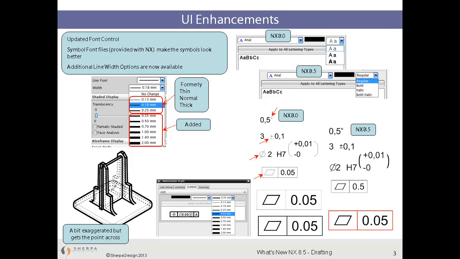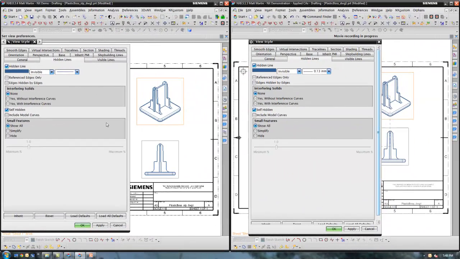More font control, more like Windows. The support for standard fonts in symbols makes everything look a little bit better. So I've got more line control here. This is just showing hidden lines, and I can show many more widths.